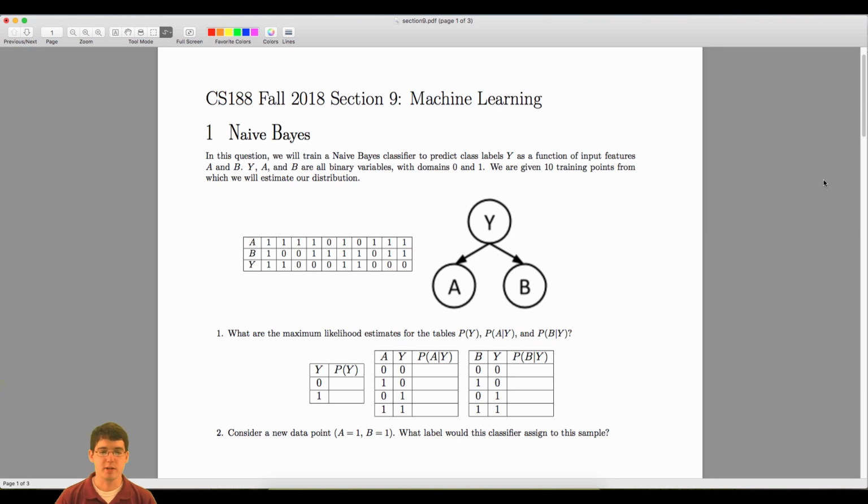Hi everybody, today we're going to be doing section 9 talking about machine learning. So we're going to start off with problem number 1 talking about the naive Bayes.